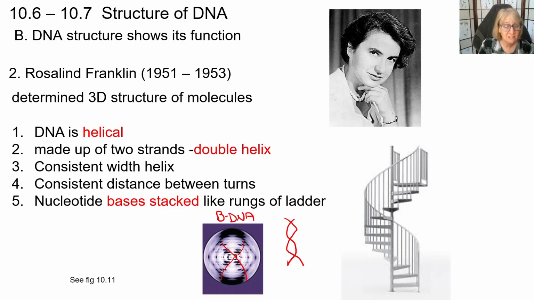The width is consistent. I didn't give you the numbers here, but this width is always the same between twists. I'm not a good artist, but the width between the molecules making up the two sides is consistent. And the nucleotides themselves, the A's and T's and G's and C's, are stacked in the middle like rungs of a ladder. Very much like two twisted staircases, like a really fancy place twisting around each other.